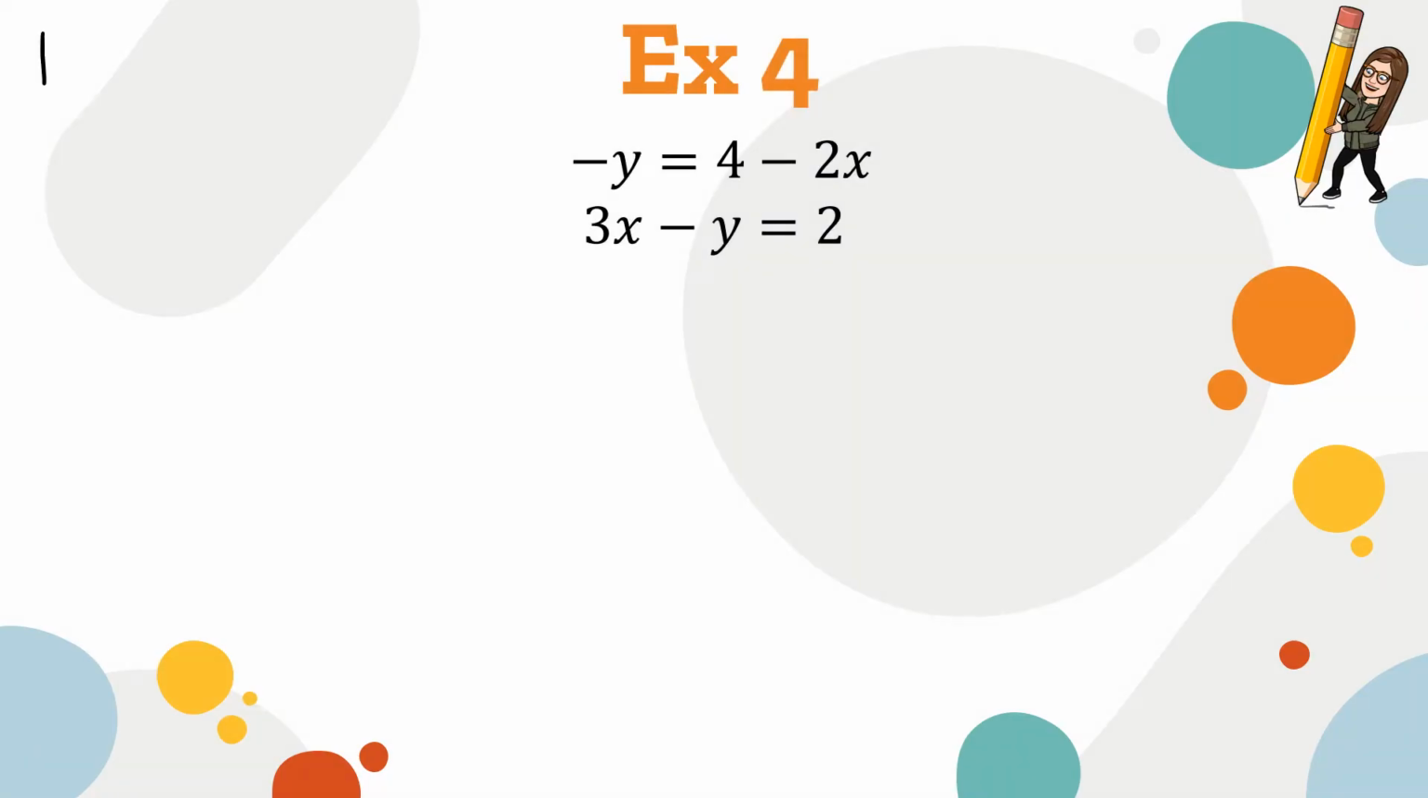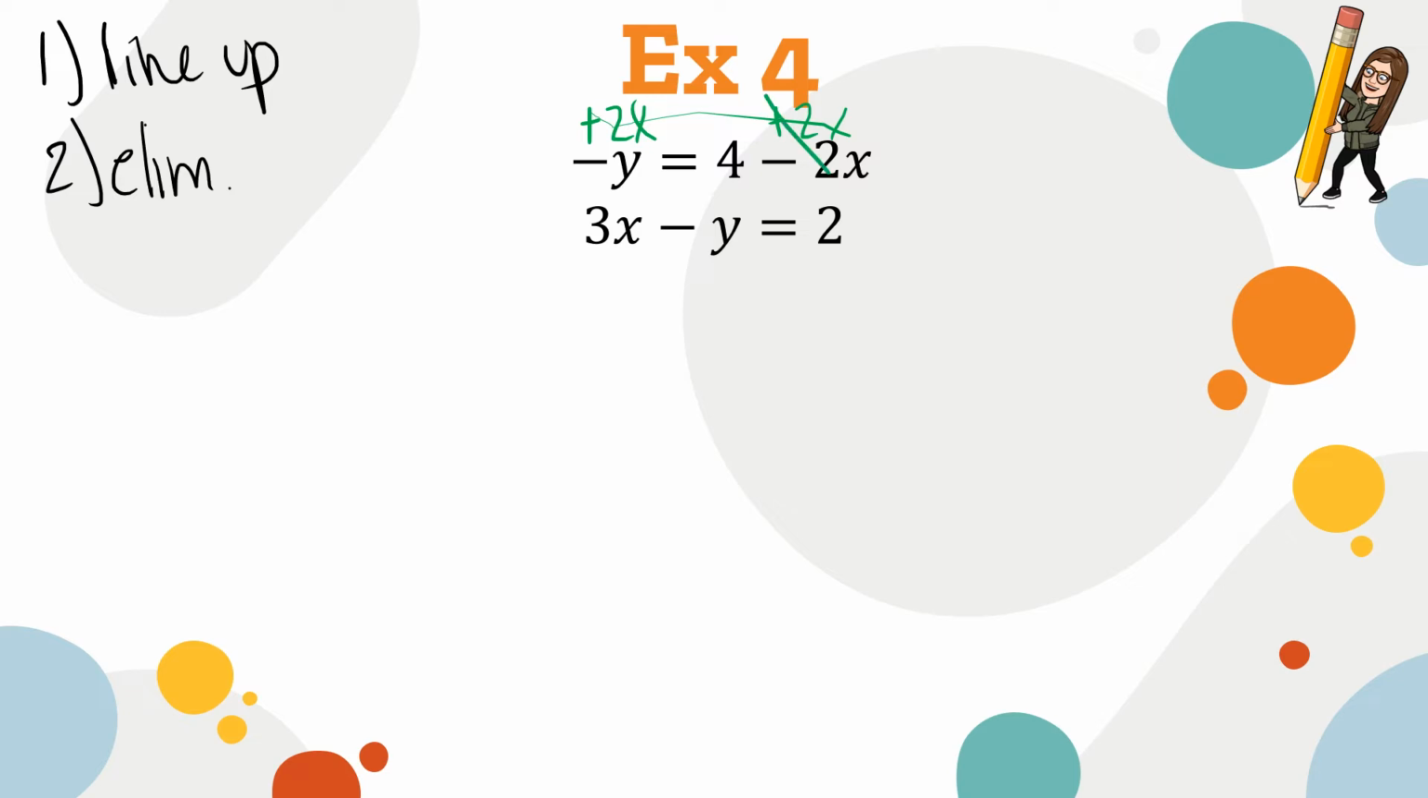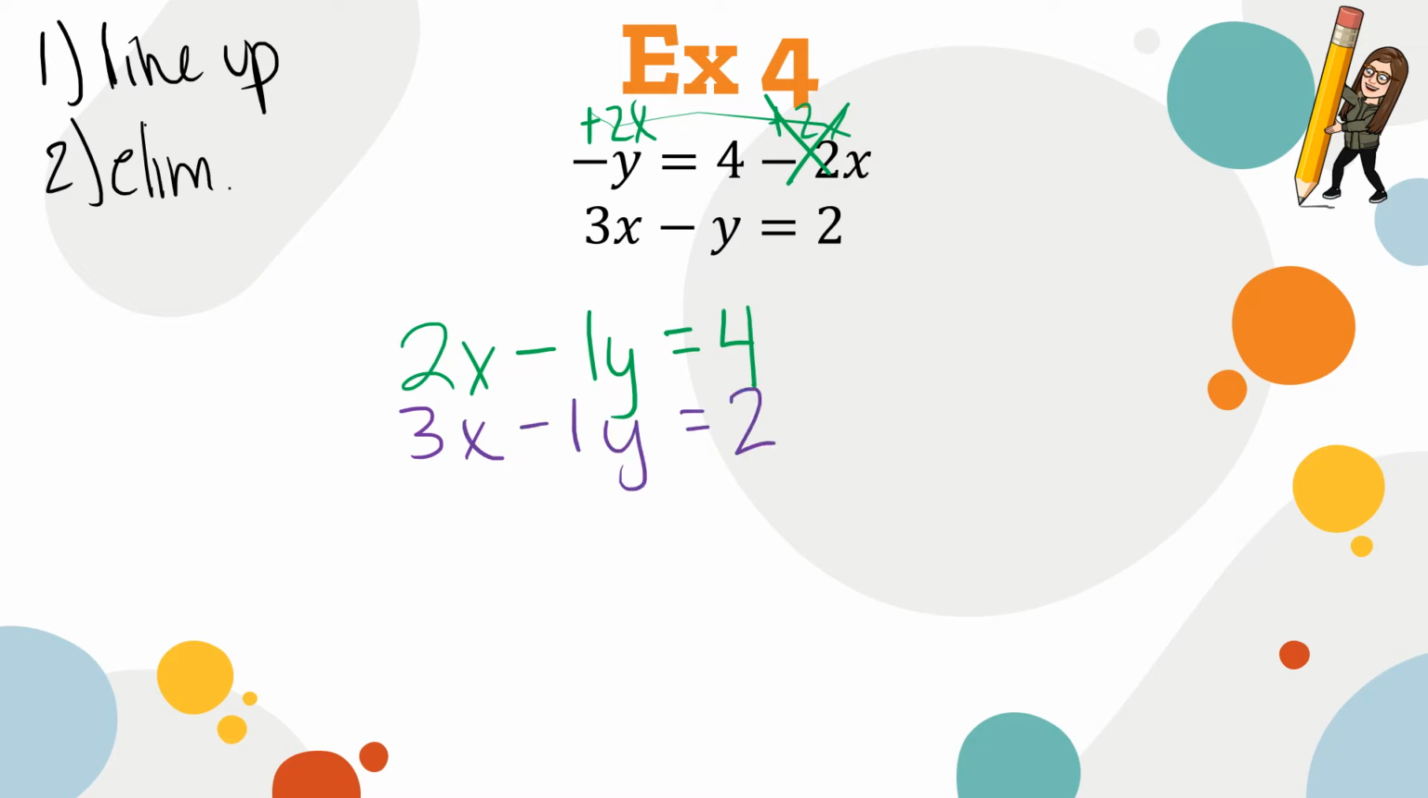All right, let's follow this same idea. We want to line up and we need something to eliminate. So I'm going to rearrange that first equation. How can I do that? Well, I'm going to add 2x over to the other side. So that leaves me with a 4 on the right side, a positive 2x, and a negative 1y. I'm going to rewrite that second equation below it. I just want to see them lined up.